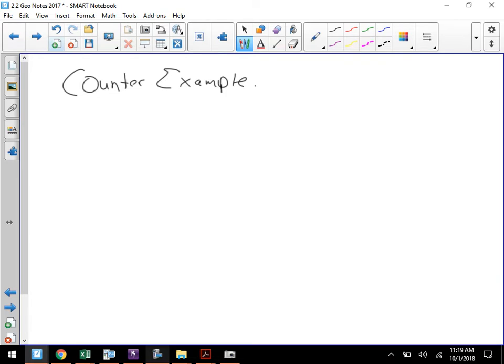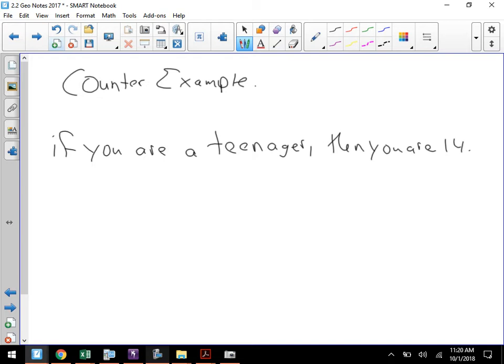A counterexample is anything that disproves what you're trying to show. Definitions, pictures, whatever. For example, I could say this: if you are a teenager, then you are 14. Is that true or false? False. Why? You can be 15, you can be 16. What you're doing there is giving me a counterexample. It's something that disproves a statement.